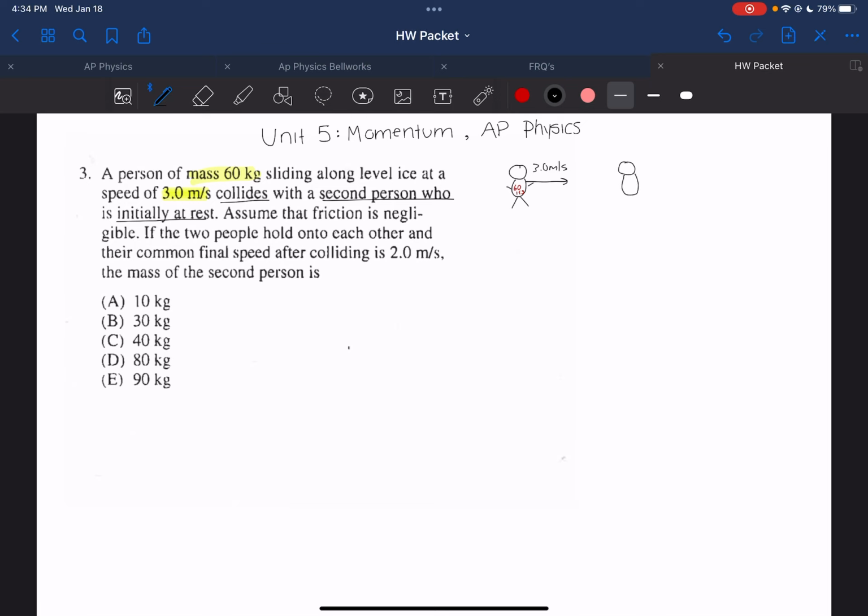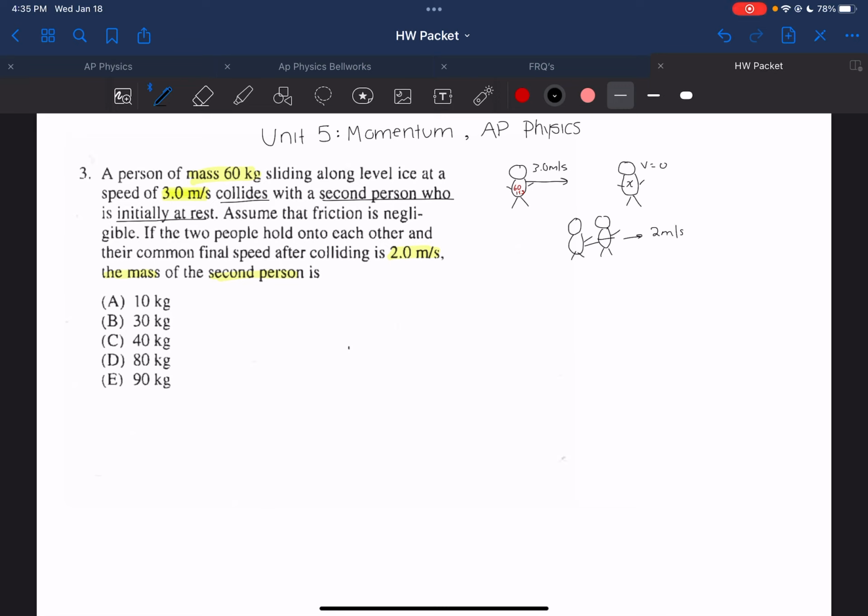let's read the whole problem, which is right here. And their V equals 0. Assume that friction is negligible, which means that the total momentum is going to be conserved. If the two people hold on to each other and their common final speed after collision is 2 meters per second, what is the mass of the second person? So this is X. And after they collide together, they have a speed of 2 meters per second.